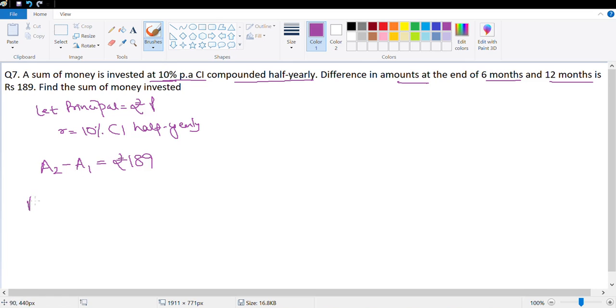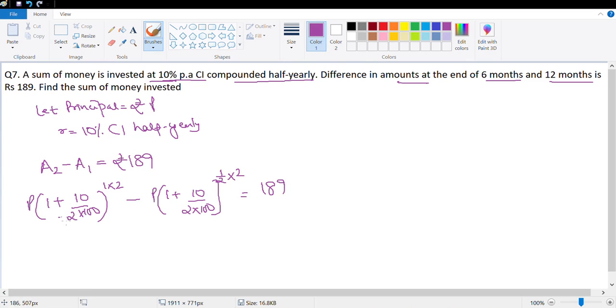So principal times (1 plus 10 upon 2 into 100) raised to the power 1 into 2, because this is 1 year, minus principal into (1 plus 10 upon 2 into 100). In this case, it's half a year, so half into 2, is equal to 189. A2 minus A1 is equal to 189. Let's see if we can get anything common or what we can figure out.